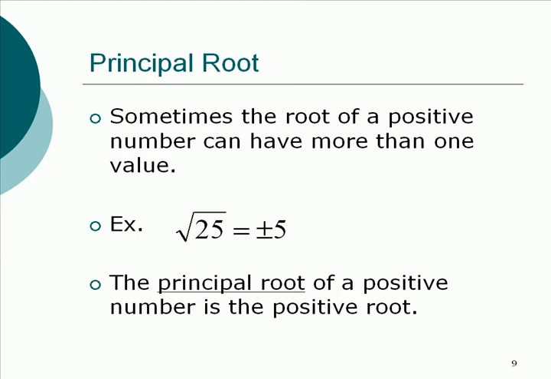This clarifies what we spoke of a little bit earlier. Sometimes the root of a positive number can have more than one value. Those are, in general, if we have a positive number and an even index. If we have a positive number with an even index, there will be 2 solutions. And so when that occurs, it could be plus or minus. And we refer to the positive one, which is often but not always the one that we're interested in. That's called the principal root.